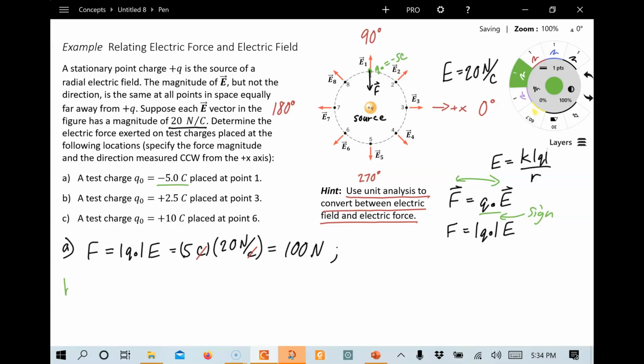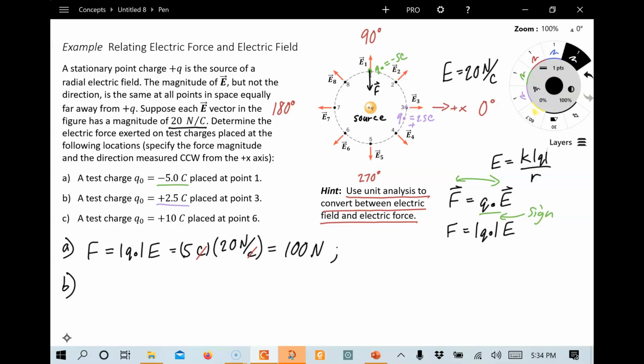All right, let's do part B. For part B, we're going to look at a charge of plus 2.5 coulombs, and we're going to put it at 0.3. So here it is, and that's a Q0. I'm ignoring the green charge, pretend it's not there anymore, but the source charge is still there. We put 2.5 coulombs here, a positive charge.